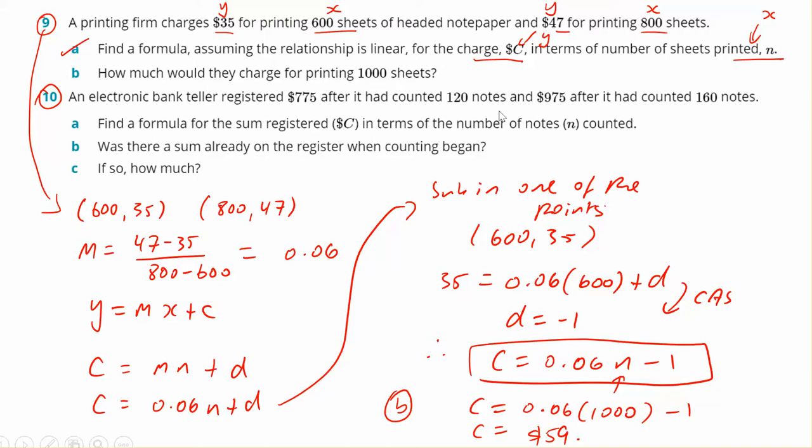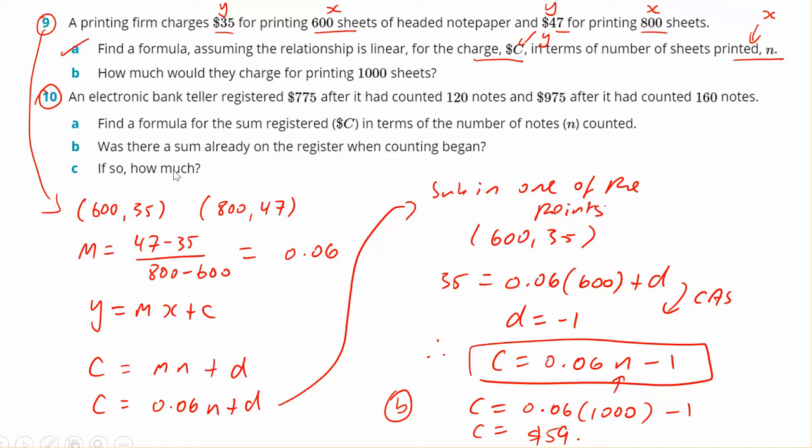Question 10, I'll just talk about it. It's very similar. Okay, so again, you've got 2 data points. You want to write the formula for it. Was the sum already in the register when the counting began? So what that means is, what was the sum in the register when the counting began? Basically, when you have the equation, you're just wanting the n to be 0 because 0 have been counted. What essentially is the y-intercept?